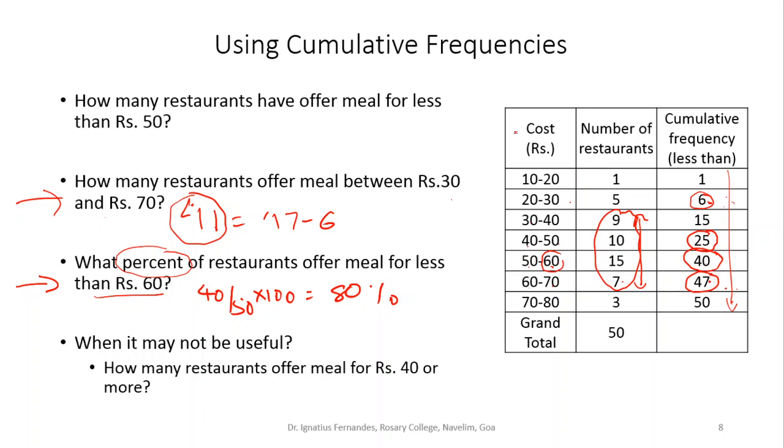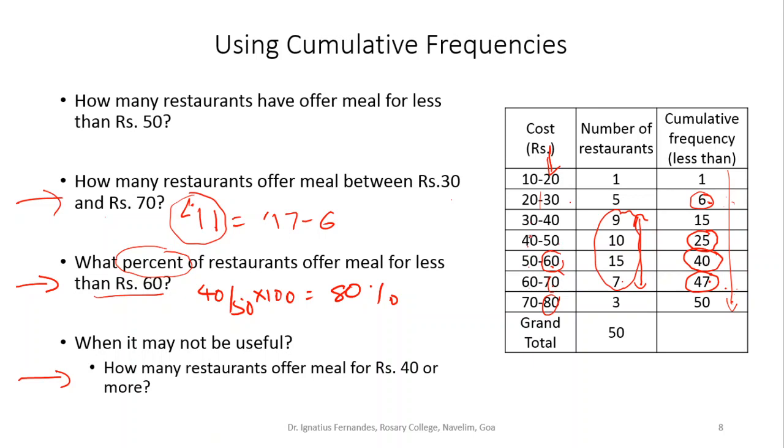Now note that when I'm looking at less than cumulative frequencies, I'm referring to only the upper limits. We are looking at how many values are less than the upper limit. So these cumulative frequencies may not be useful to answer questions of this type. Suppose I say, how many restaurants offer a meal for rupees 40 or more? Basically I am trying to answer how many restaurants give their meal for more than rupees 40.